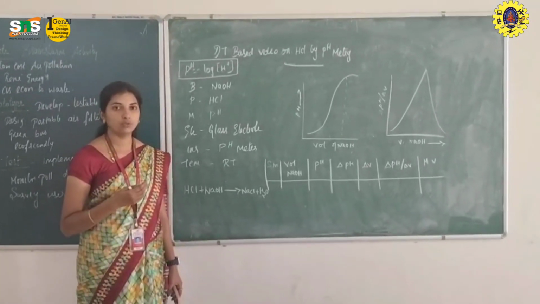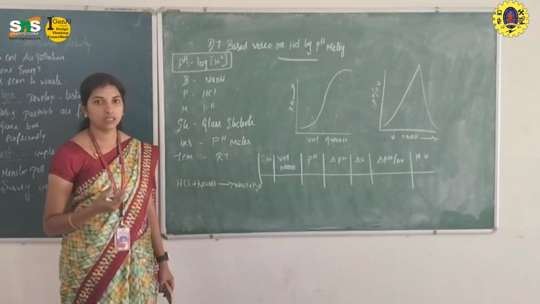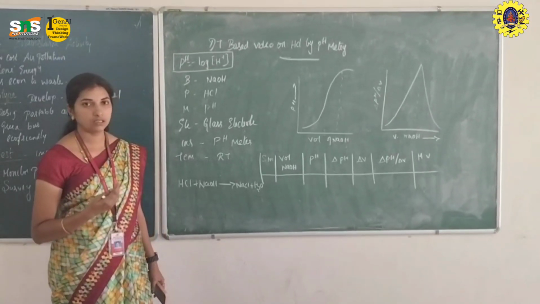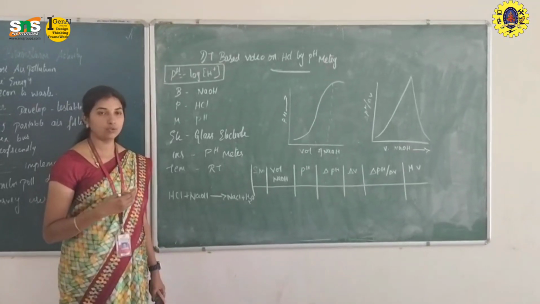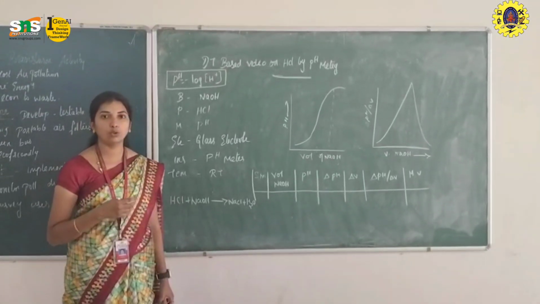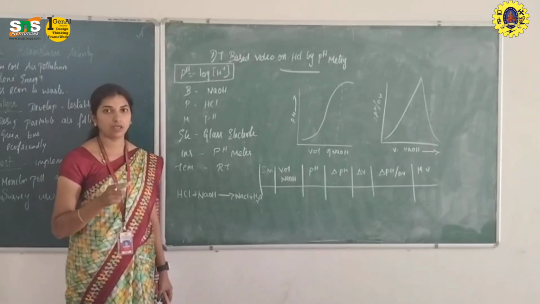By using this formula we can identify whether a liquid solution has a pH less than 7 or greater than 7. It can be classified by using this formula, that is pH equal to minus log H plus, where H plus is the hydrogen ion concentration.